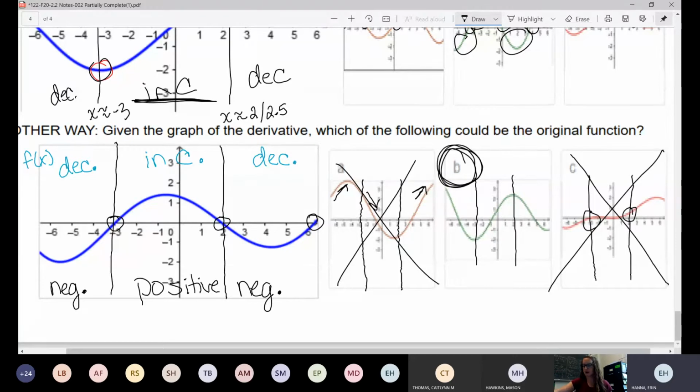Questions, concerns on that before I move on to the next section? So I know there was only one example of that one. To be quite honest, this direction is asked less often than the other direction, which is why we did more examples of the other direction. Questions, concerns? I'll leave this up for like 5 more seconds.